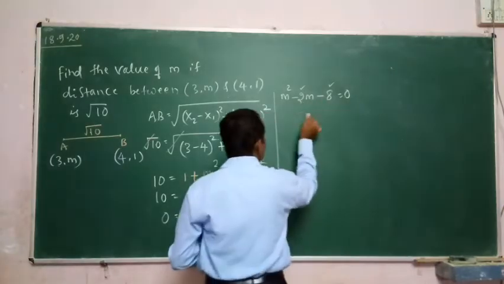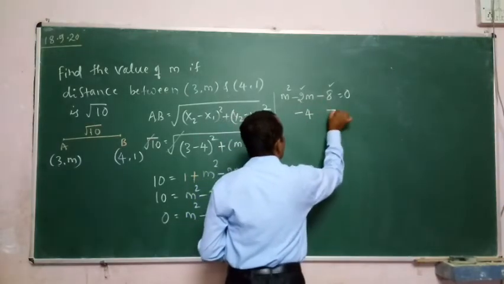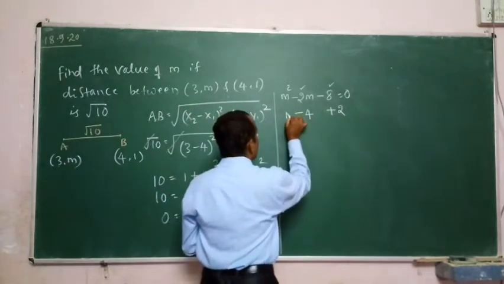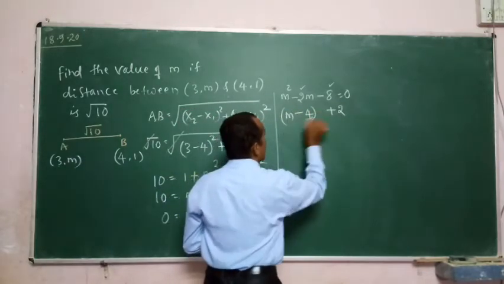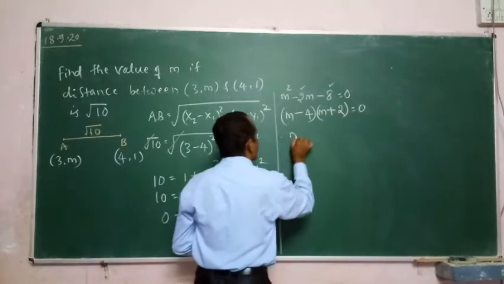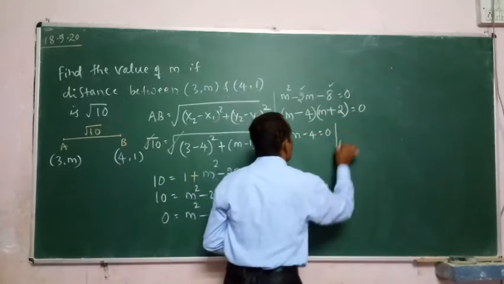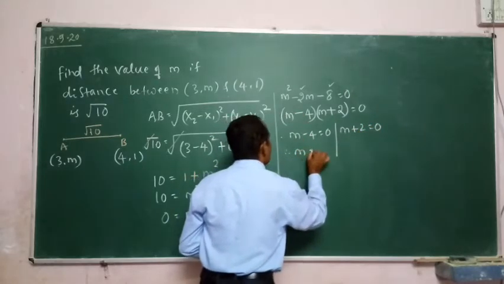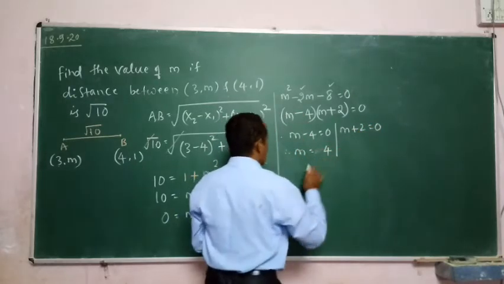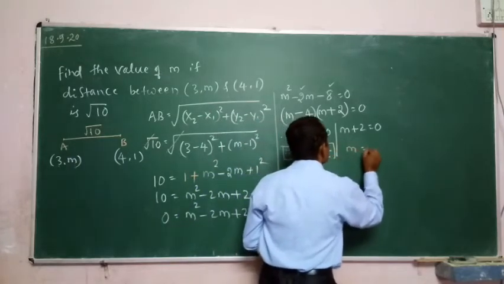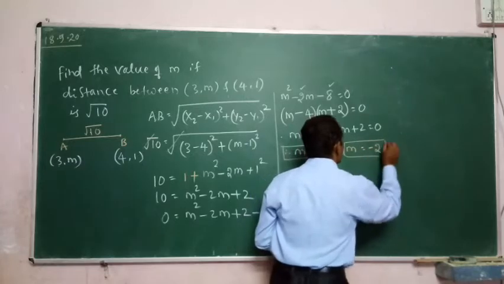Which 4 and which 2? Minus 4 and plus 2. I can put 1m before this and 1m before this is equal to 0. Therefore, m minus 4 is equal to 0, m plus 2 is equal to 0. Therefore, m is equal to minus 4. Sorry, m is equal to plus 4 or m is equal to minus 2.